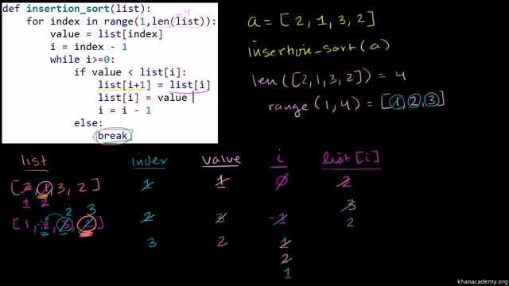And the list should be sorted. And we see right here, the list is sorted. Our final sorted list is 1, 2, 2, and 3.